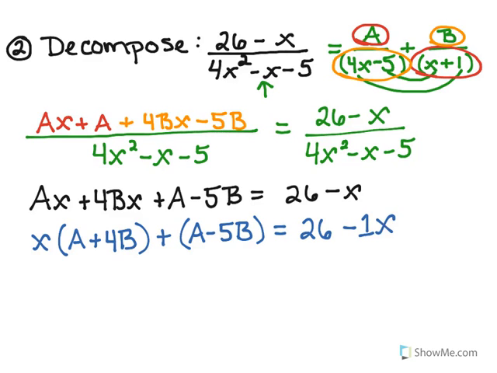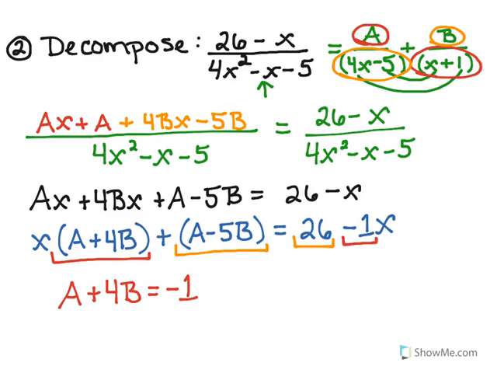Now, why am I writing the 1 there? That's because this is the coefficient in front of x, this is the coefficient in front of x, they're equal to each other, so I get a plus 4b must be equal to negative 1. And then I have my constant equal to my constant here. And my second equation is going to be a minus 5b is equal to 26. So now I need to solve this system.